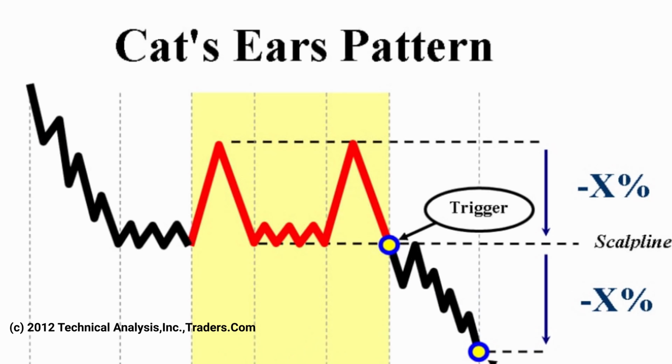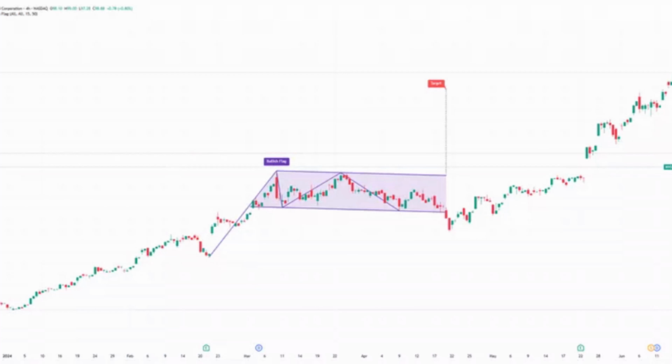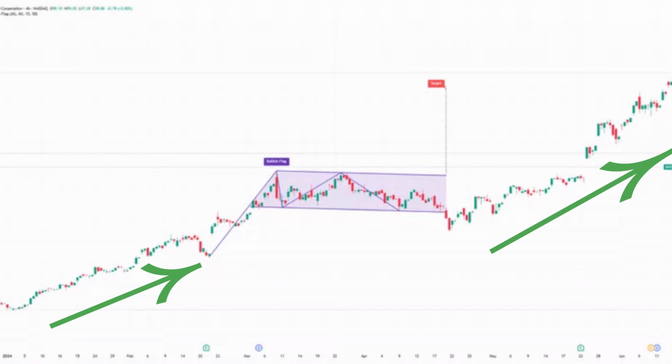We discussed today a bearish continuation pattern called the cat's ears pattern. Most technical analysts believe that continuation patterns are the most reliable and profitable. This is because the market has already established a trend, and based on the principles of Dow theory, the most likely move is a continuation of the trend after a short rest in a trading range.